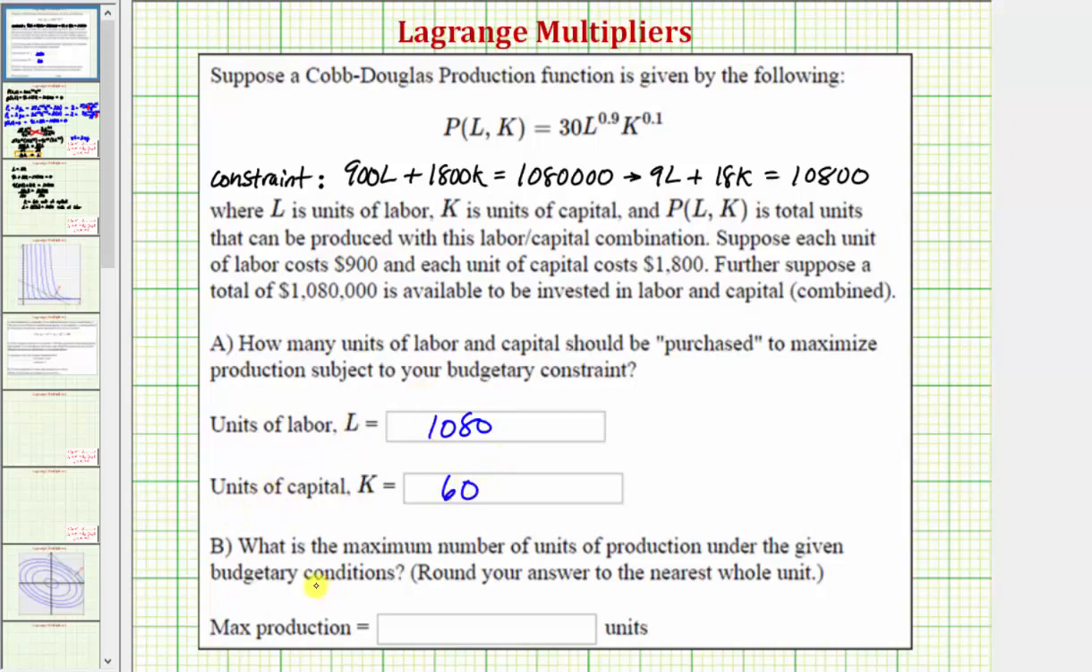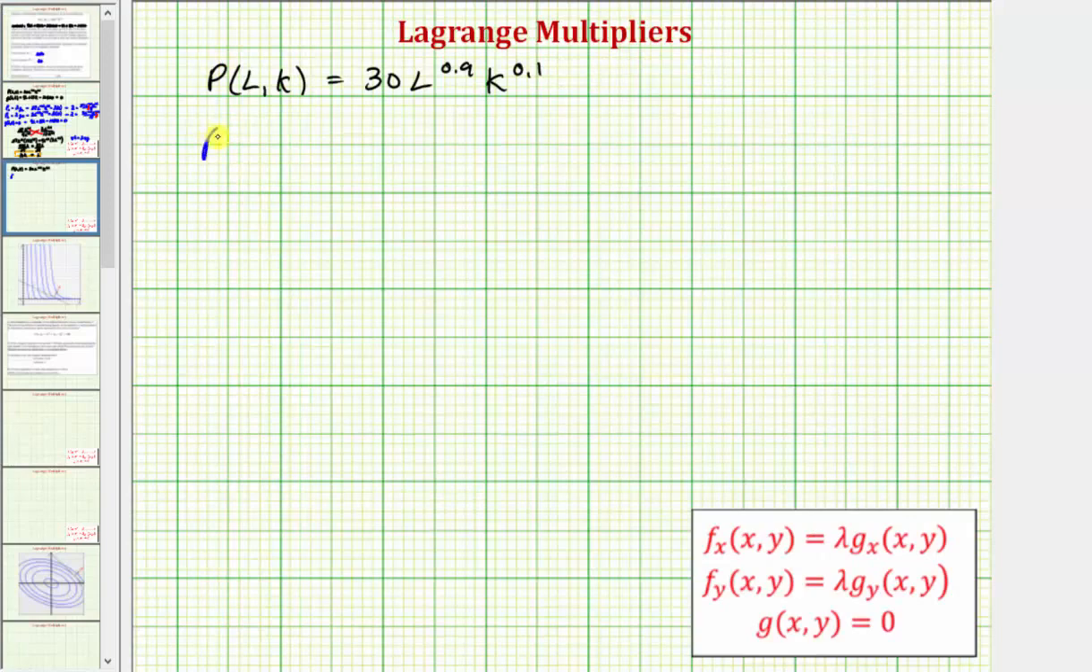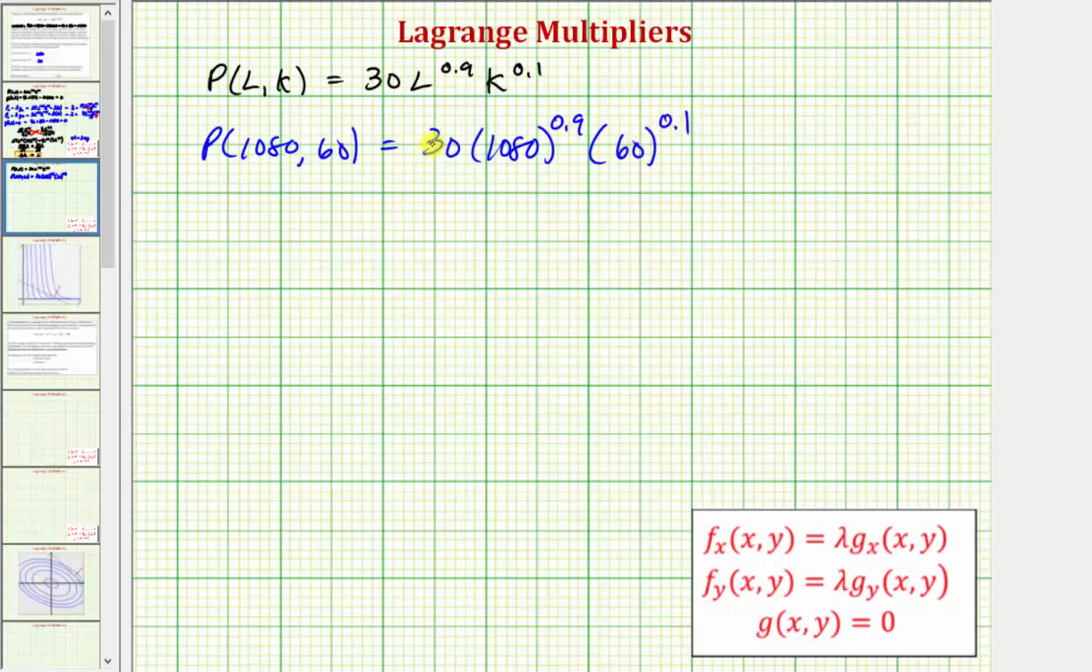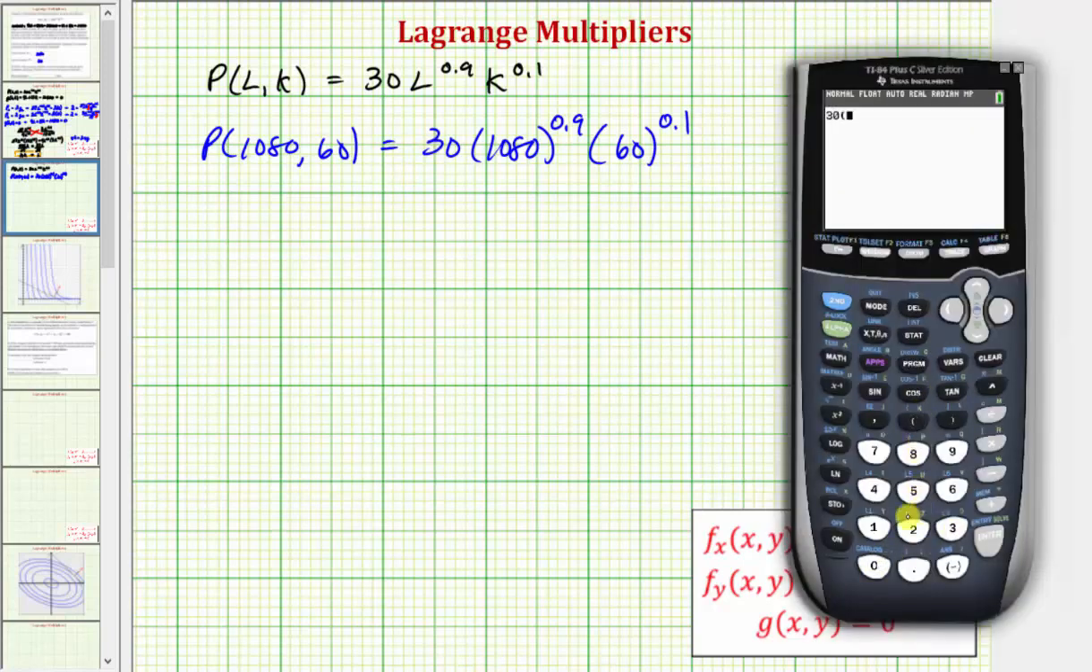So now to find the maximum number of units of production under the given budgetary constraints, we need to substitute these values in for L and K into our function P. So let's go ahead and do this. So we'd have P of 1080, 60, which would be equal to 30 times 1080 raised to the 0.9 times 60 raised to the power of 0.1. So going to the calculator, we have 30 times 1080 raised to the power of 0.9, right arrow, open parenthesis 60, close parenthesis, raised to the power of 0.1.